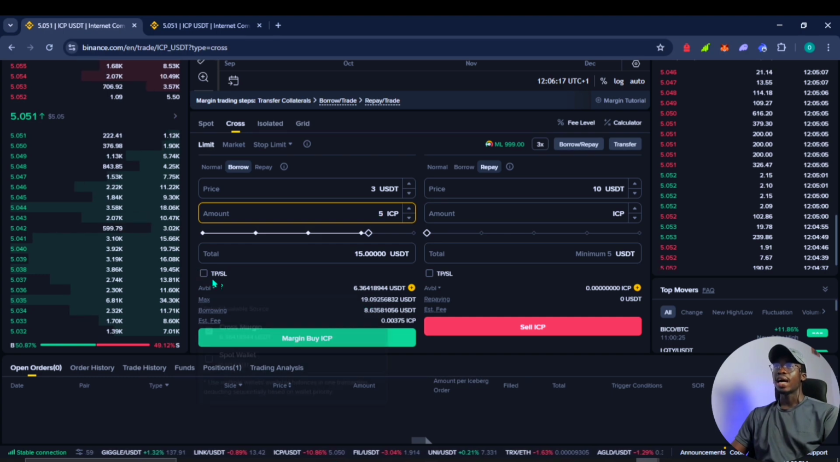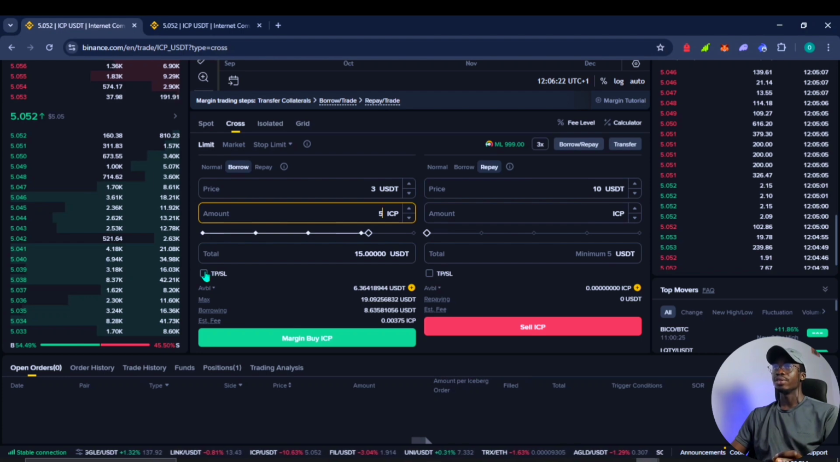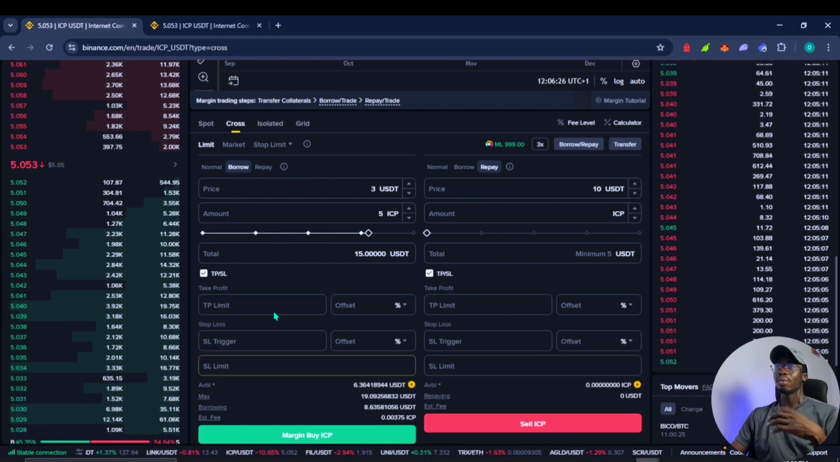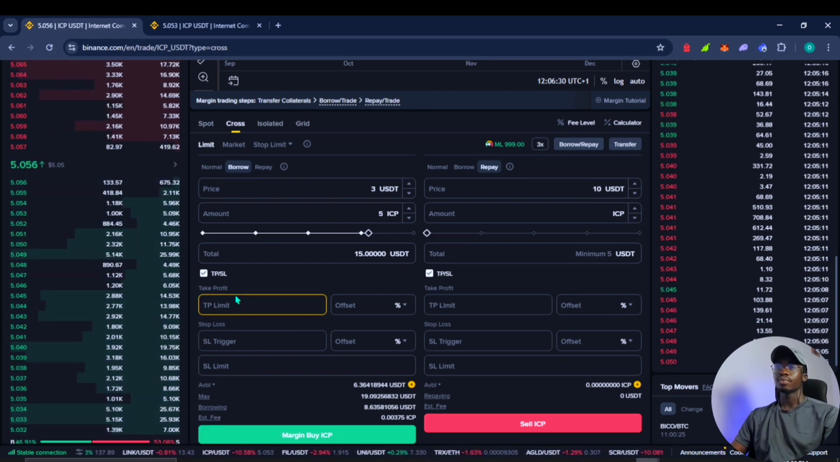And also, to make it automatic rather, because the process I'm going to be using is to set my take profit and my stop loss. Now let's imagine I want to take my profit at the price of 10 USDT per ICP, right?